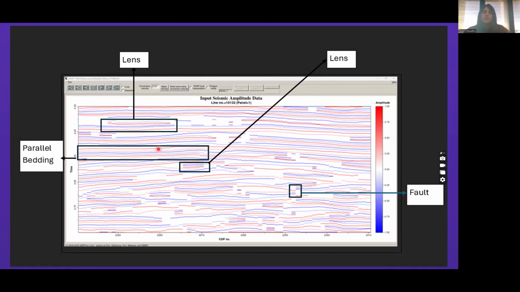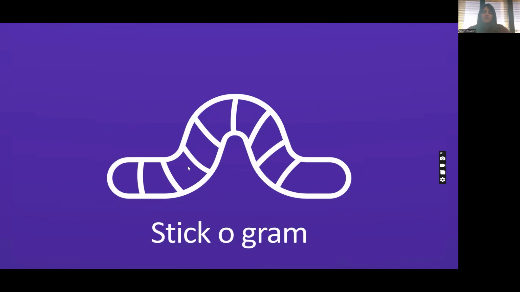And this is an example of line 1132, and you can see your convex up structure right here. So the lens over here, and you see how the small parallel bedding is and how the break is. So wherever you see this on your stichogram, you're actually looking at a fault. And you see those parallel bedding right here on 1132. So you can see a lot of information.